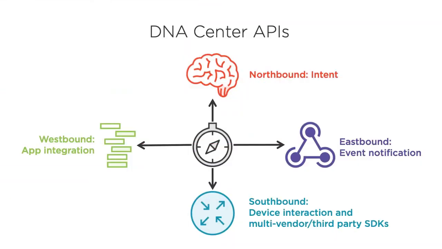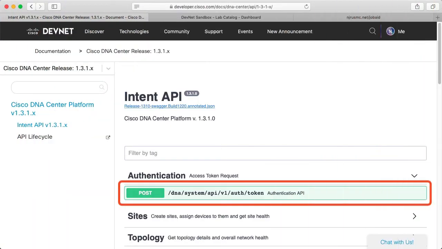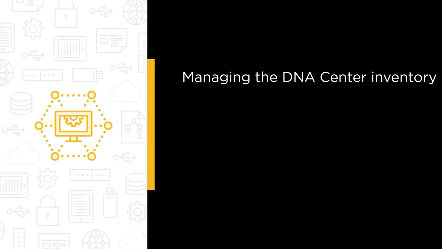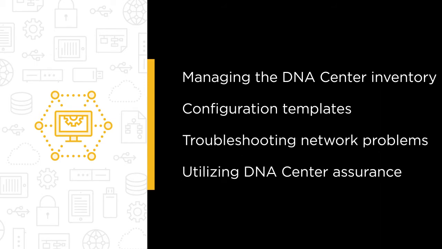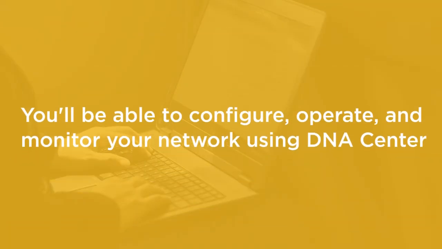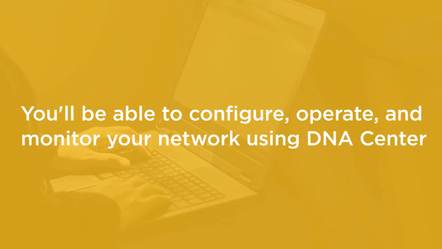With the fundamentals of software development and network programmability behind you, we can dig deeper into Cisco Digital Network Architecture, or DNA Center, by exploring its APIs. This course covers four main topic areas: managing the DNA Center inventory using the site architecture, creating, rendering, and deploying configuration templates, troubleshooting network problems at scale, and utilizing DNA Center Assurance for health monitoring. After completing this course, you'll be able to programmatically configure, operate, and monitor your network using DNA Center.